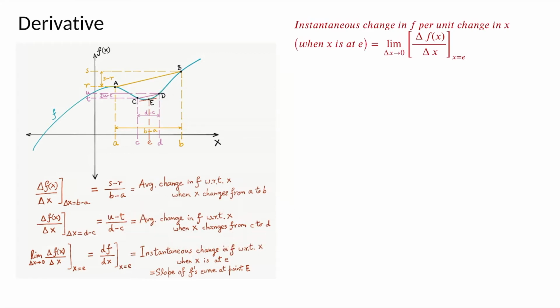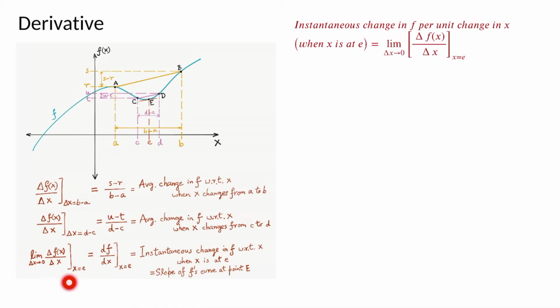So by this logic, you keep coming closer to the point x equal to E. That is, you keep narrowing this interval, right? Move further close to this point x equal to E, and keep finding the slope of these secants that you get on this graph. And as you come closer and closer, to the extent that delta x tends to 0, around x equal to e.